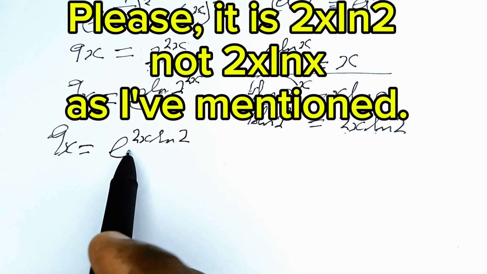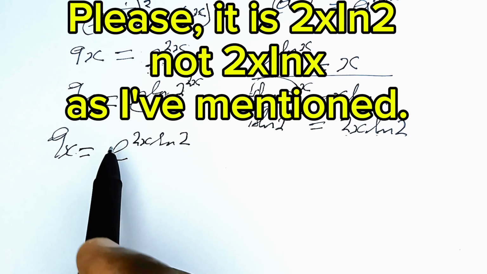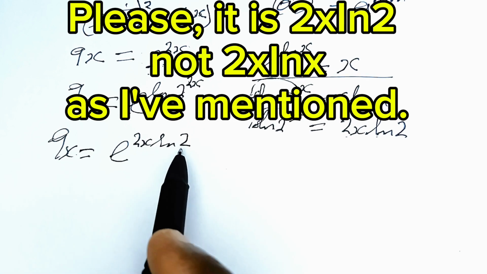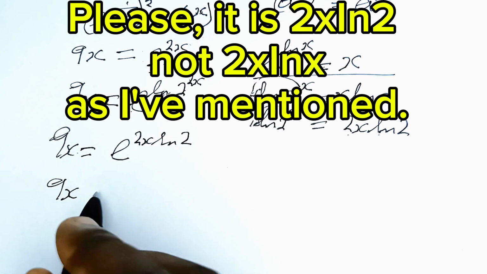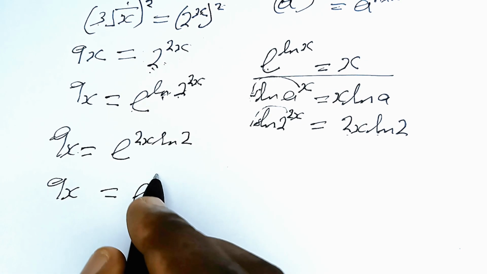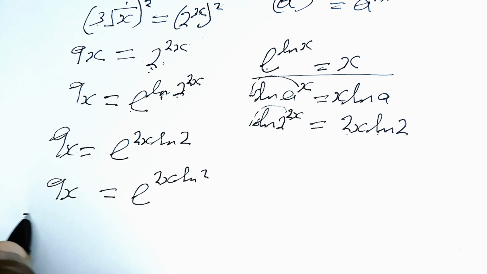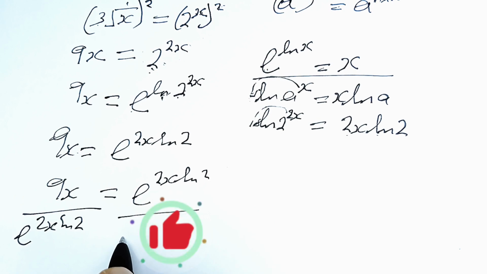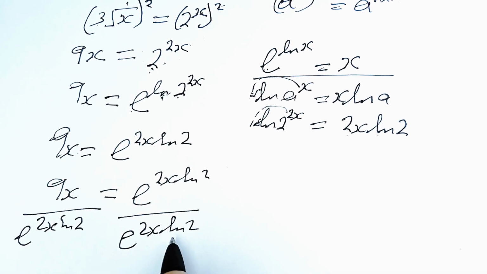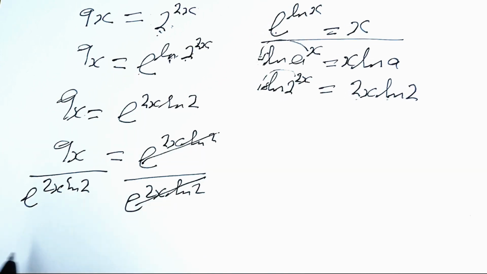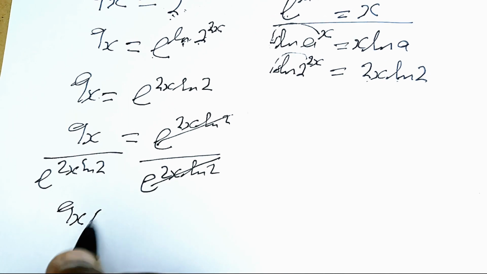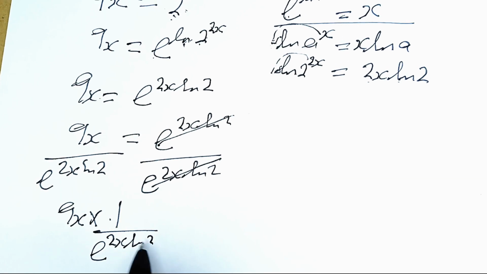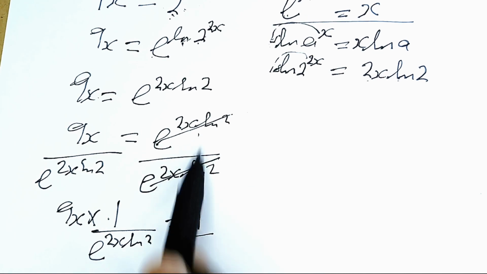The next thing we have to do is to collect the like terms, so that anything that deals with x will be at the same side. So we divide both sides by exponential of 2x ln 2. We have 9x is equal to exponential of 2x ln 2. Dividing both sides by exponential 2x ln 2, this cancels this. So we are left with 9x times 1 over exponential 2x ln 2 is equal to 1.